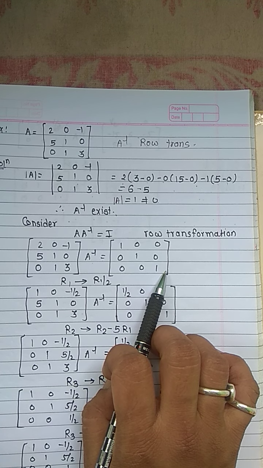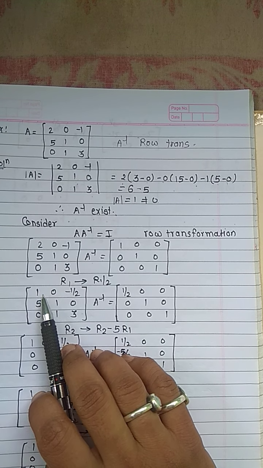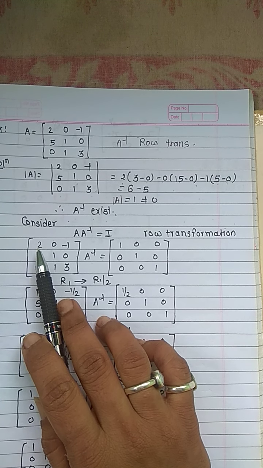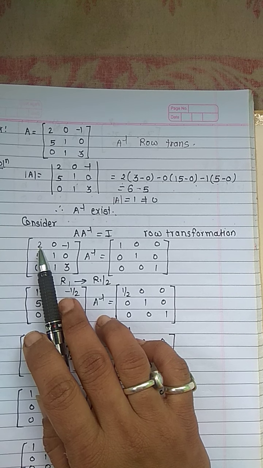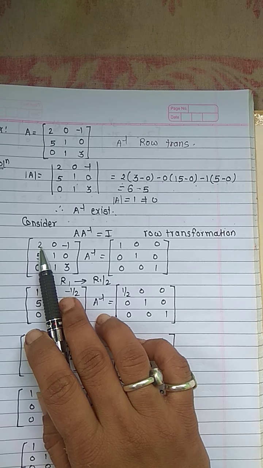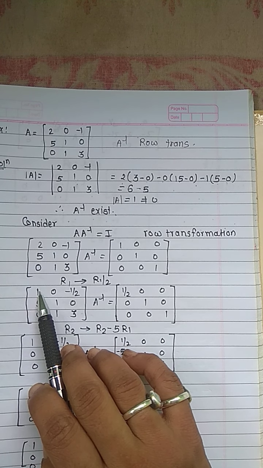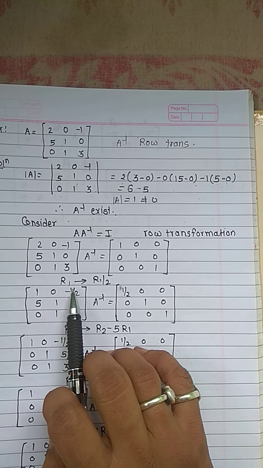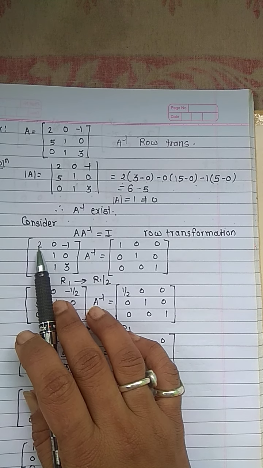Apply step 1. The first step is to reduce the A11 position element to 1. That is, convert this element 2 into 1 using the operation R1 divided by 2.